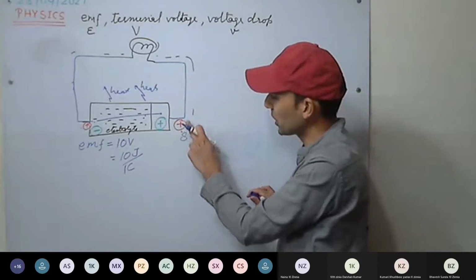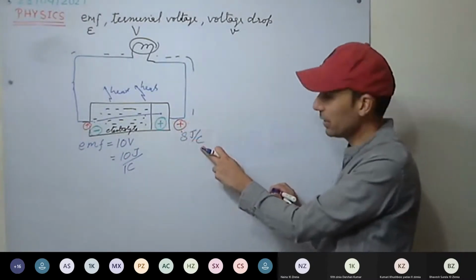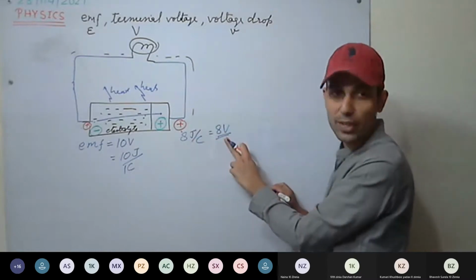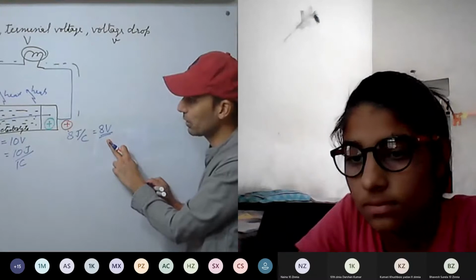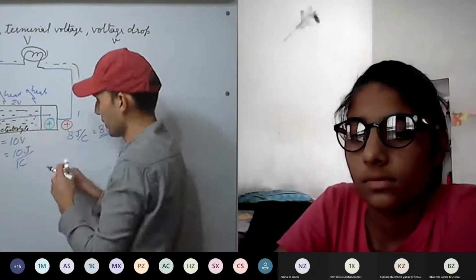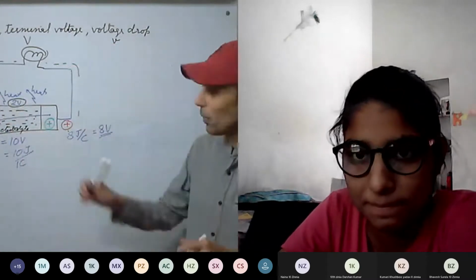But in reality, how much energy did the positive charge get? It got only 8 joule per coulomb of energy. That is 8 volt. It will have the energy of 8 volt only. So where did the remaining 2 volt go? It went in the form of heat.